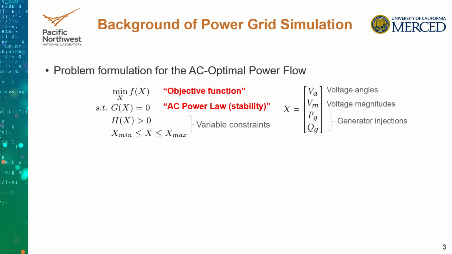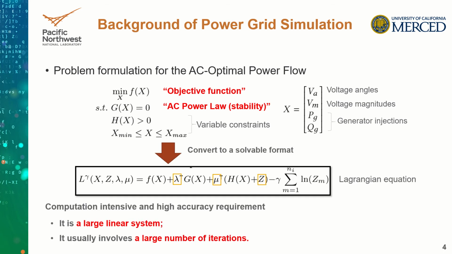As we can see, the g(x) equal to 0 is the AC power law, which is to make sure the power grid system is always stable throughout the whole simulation. And the h(x) are power limitations on the transmission line. We will take these equality and inequality equations as our variable constraints. In the solving process, we will convert this formulation into a solvable format, the logarithm equation. While the equation is a large linear system and usually involves a large number of iterations.